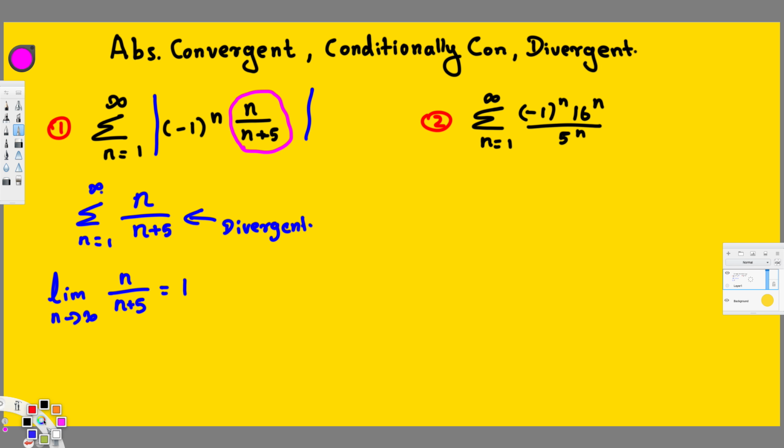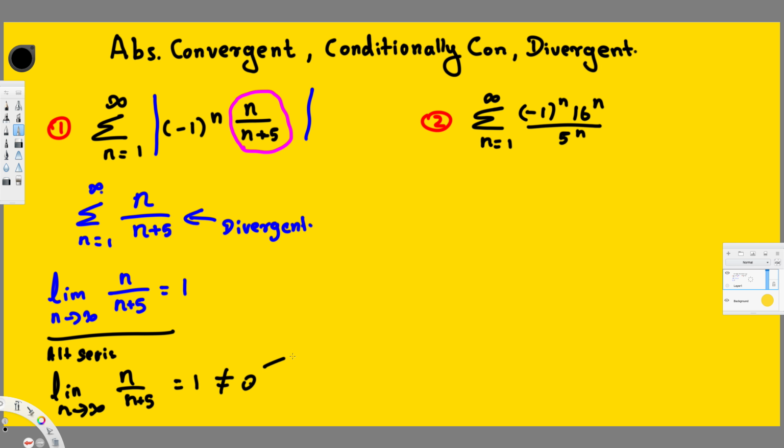So here we can write this to clarify. Alternating series test: the limit as n approaches infinity of n over n plus 5 is equal to 1, and that's not equal to 0. So this is again a divergent alternating series. So this fails both of them. Therefore, we can conclude this is a divergent series. So this is the answer for the first question.